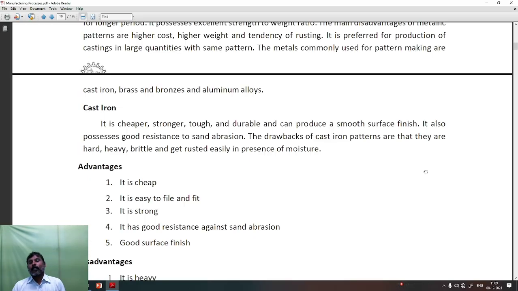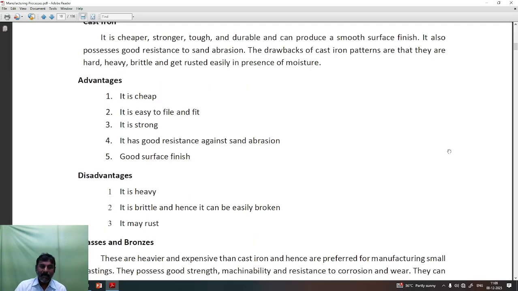The drawbacks of cast iron parts are that they are hard, heavy and brittle, and get rusted easily in the presence of moisture. So the advantages are: it is cheap, it is easy to fill and fit, it is strong, it has good resistance against sand abrasion, and good surface finish. The disadvantages are: it is heavy, it is brittle and hence can be easily broken, and it may rust.